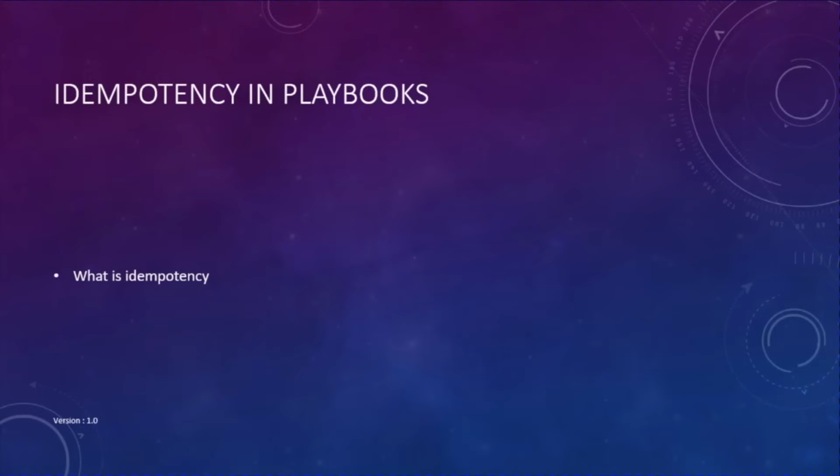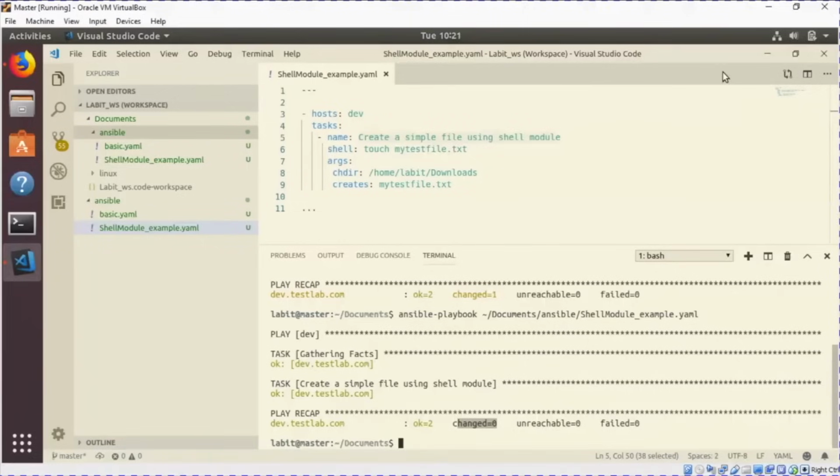Now, in the last lecture, when we used the creates flag, we were actually making this playbook and the module idempotent, because since we used the creates flag, even though we ran the same playbook twice, we actually did not change the state of the system the second time we ran it, because we'd already achieved the final state in the first run of the playbook.